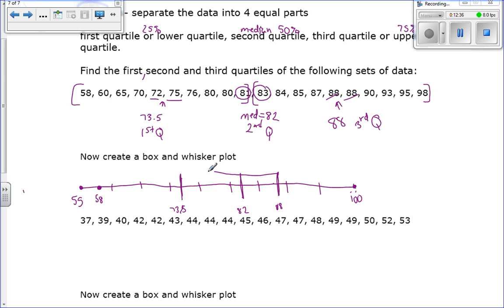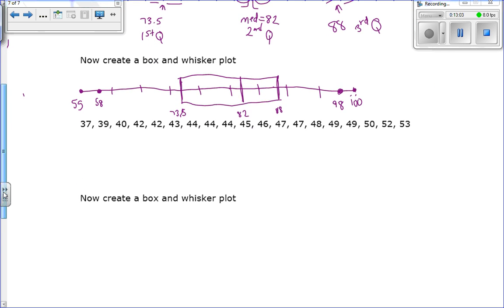And between my first quartile, my median, and my third quartile, I make the box. And then my largest piece of data is 98, and that's right there. And this is a box and whisker plot. Here is the box, and then the ends are your whiskers. Okay? Let's try the next one.